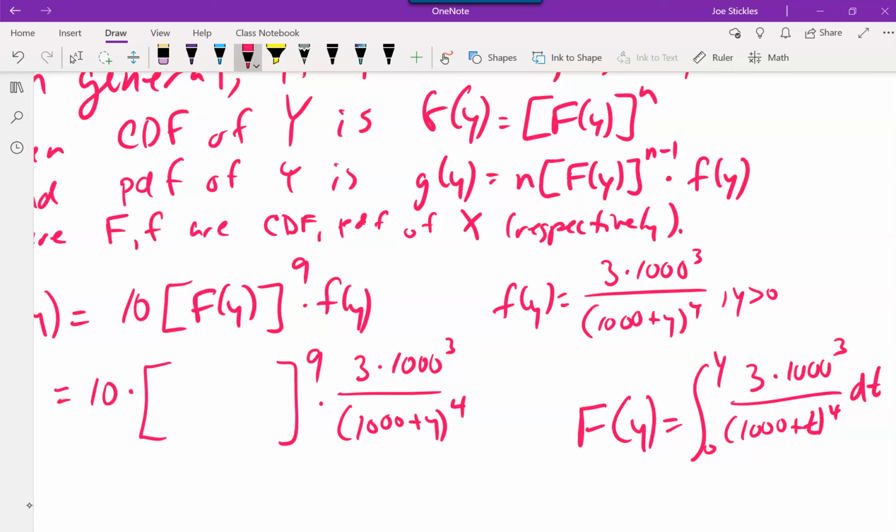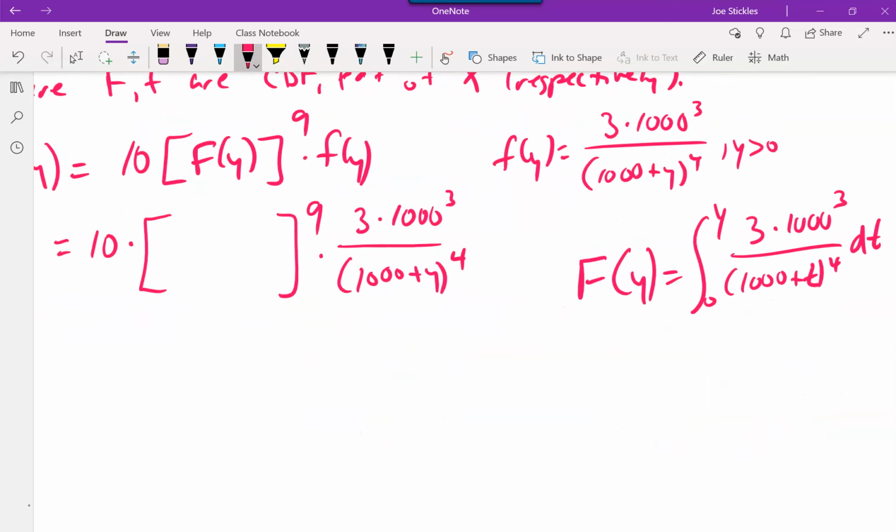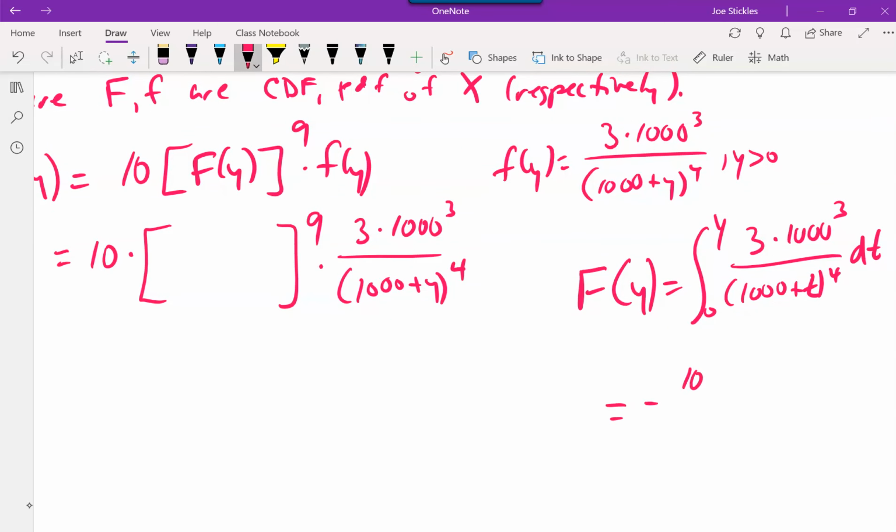if you let u equal 1,000 plus t, what's du? It's just dt, right? So basically, I just need to integrate u to the negative 4th, which is negative 1/3 u to the negative 3, so that 3 will cancel. So when we do this, we get negative 1,000 cubed over (1,000 plus t) cubed, evaluated from 0 to y. What happens when you plug in 0? What do you get? 1. You get 1, right?